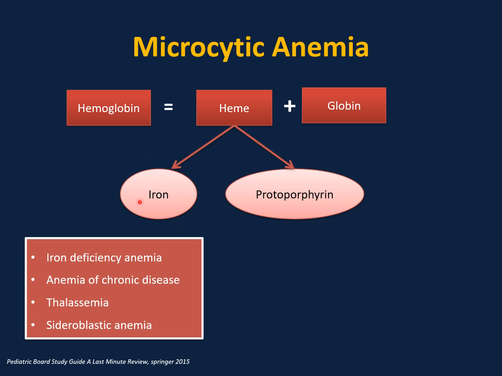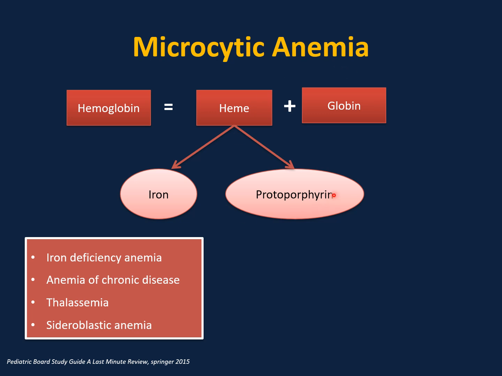On the other hand, if the iron is available but there is a chronic inflammatory condition, like in cases of anemia of chronic disease, the iron will be trapped in the macrophages, and this will decrease the available iron to make heme, and this will decrease the hemoglobin, and this will cause microcytic anemia. In cases of thalassemia, the globin will be decreased, and when the globin is decreased because of mutation or deletion, this will decrease the level of the hemoglobin, and when the hemoglobin decreases, this will cause microcytic anemia.